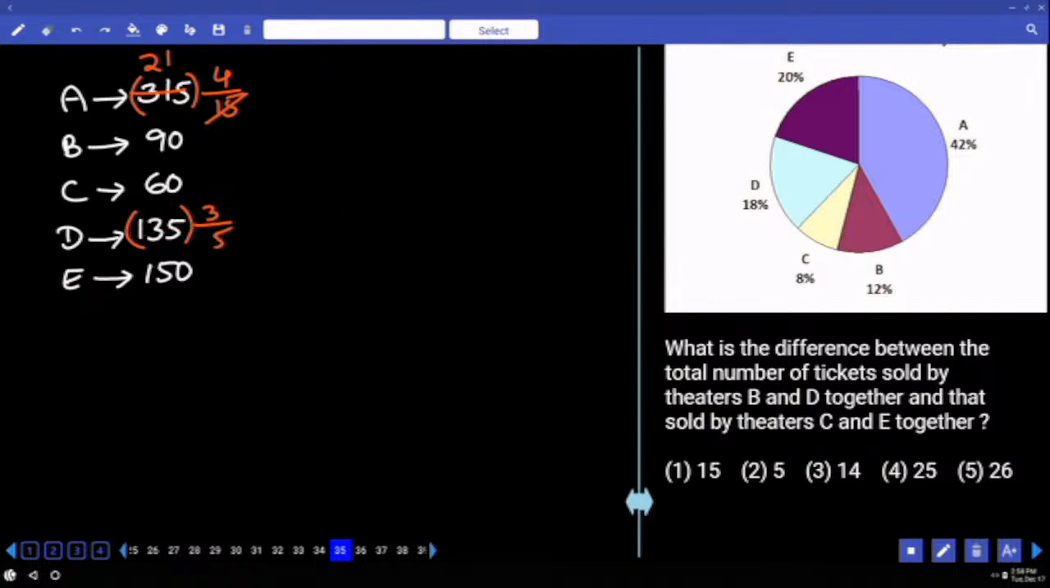What is the difference between the total number of tickets sold by B and D together, C and E together? B and D, C and E. BD means 225. C and E ఎంత డిఫరెన్స్ అమ్మా, 15 యువర్ ఆన్సర్.